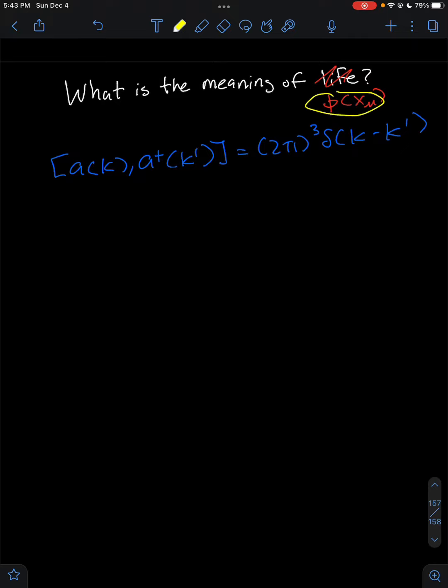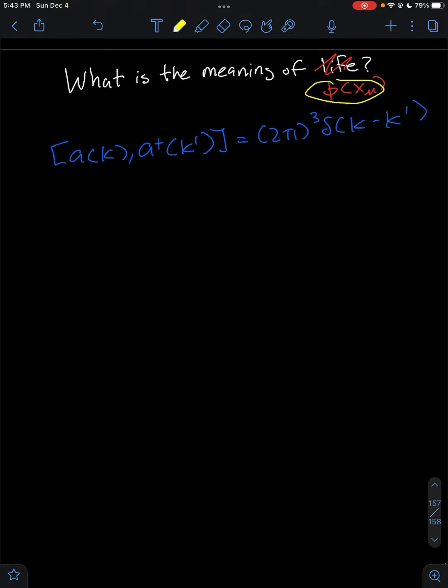So what is the meaning of our field phi? In today's video, we'll be dealing with a free scalar field, but in our future videos, we'll be moving on to spinor fields and vector fields and interacting fields. So let's begin. So first of all, we have our postulate of quantum field theory.